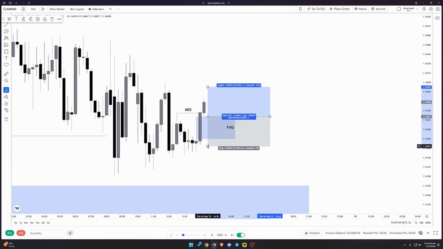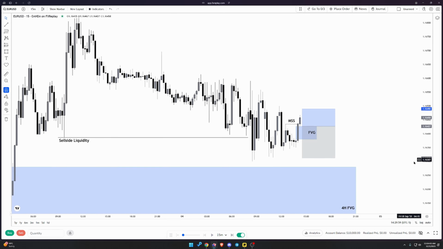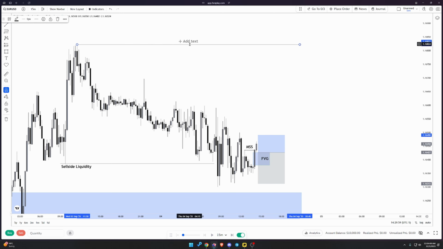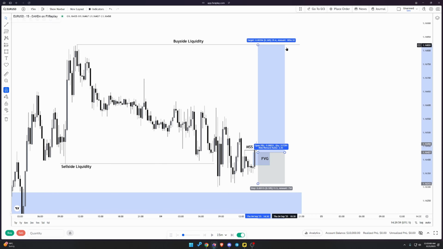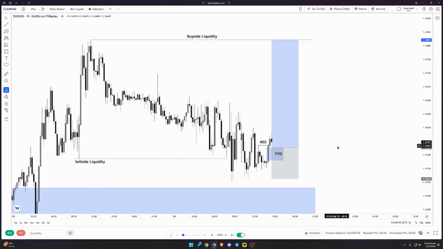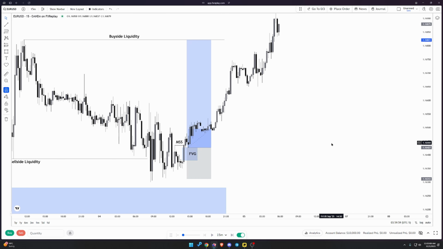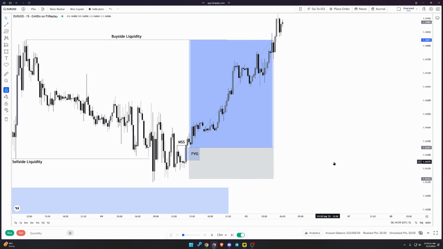So we will enter long on this gap, place our stop at the recent low, and target the 15-minute recent buy-side liquidity. Like I have told you earlier, never try to aim for the whole range. So the market again triggers our order and slowly displaced to the upside, giving us a clean target.